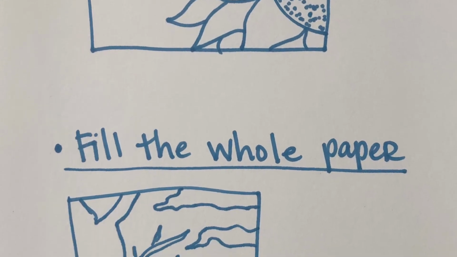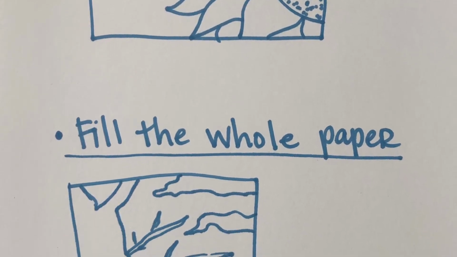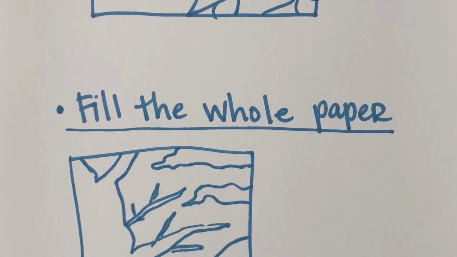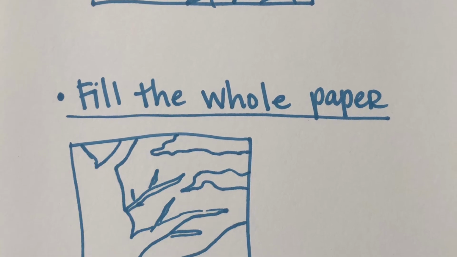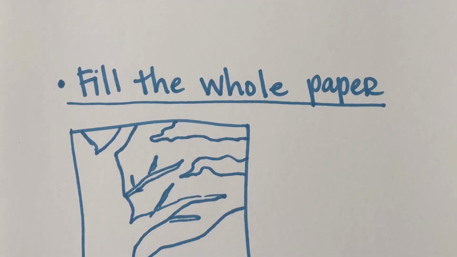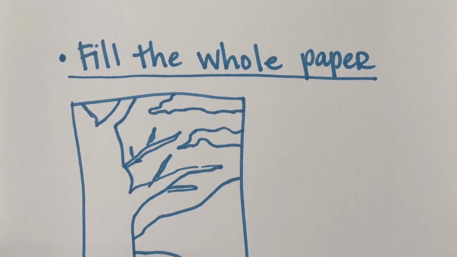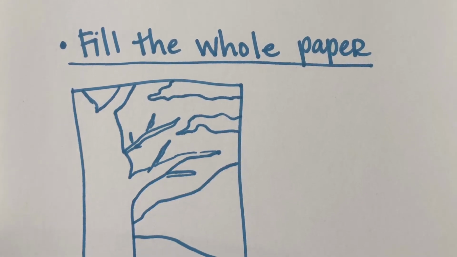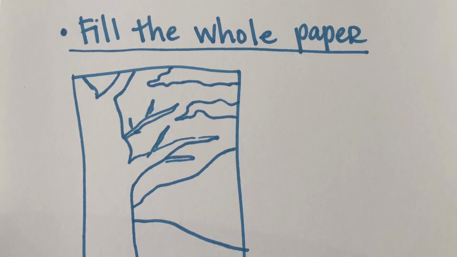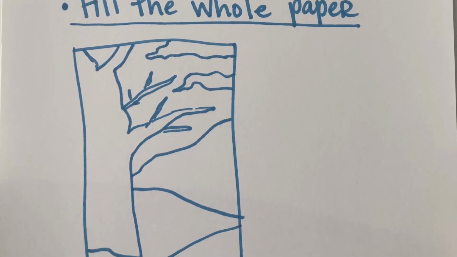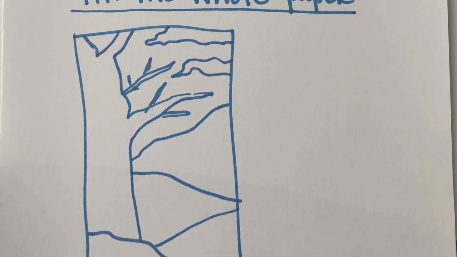Filling the whole paper or canvas or whatever surface you're creating. By filling the whole space, you're creating an area for the eye to move around. And this is, again, when composition really becomes an issue, and you need to consider your composition. You want to create space for your eye to move throughout the whole piece.